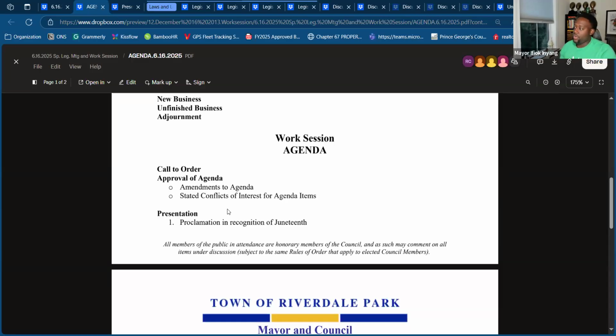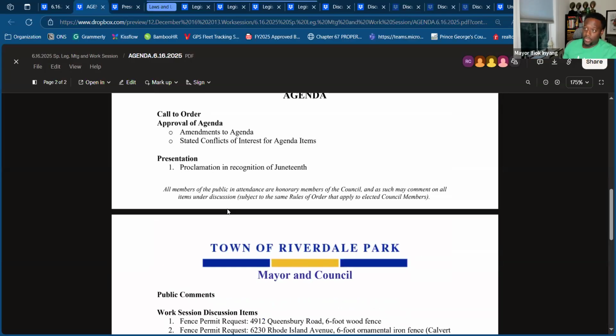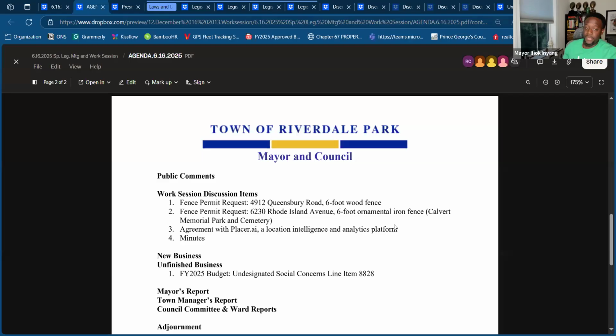The legislative meeting is adjourned at 8:26, and we'll immediately call to order the work session at 8:26. The call to order. In front of us, we have an agenda. Are there any amendments to the agenda?